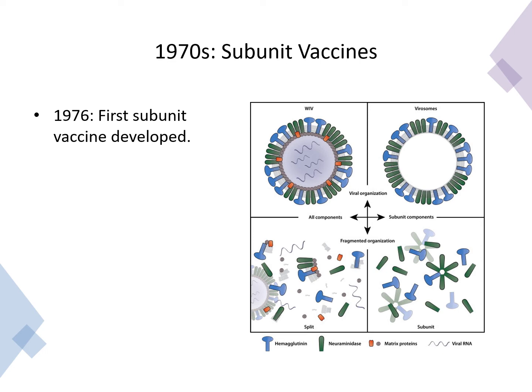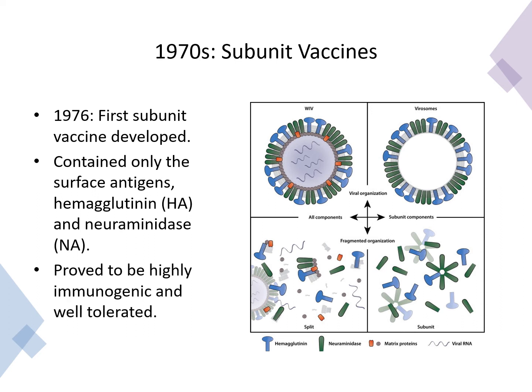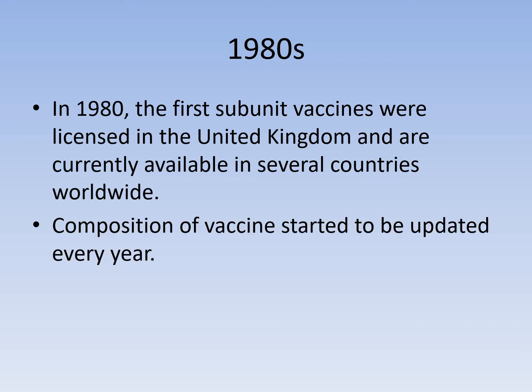So in 1976, the first subunit vaccine was developed, and it contained only the surface antigens, hemagglutinin and neuraminidase. And that's what we do today. Very immunogenic, very well tolerated. In 1980, the first subunit vaccine was licensed in the United Kingdom and continues to be available worldwide. And the composition of the vaccine started to be updated every year. So basically, for the last 40 years now, we've been changing the composition of the influenza vaccine on an annual basis. That, of course, requires surveillance systems.